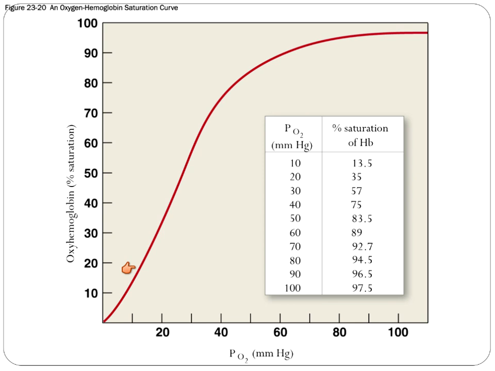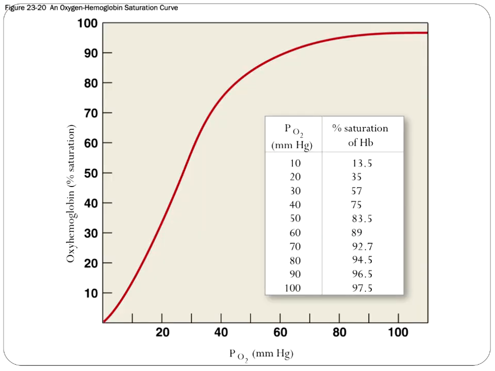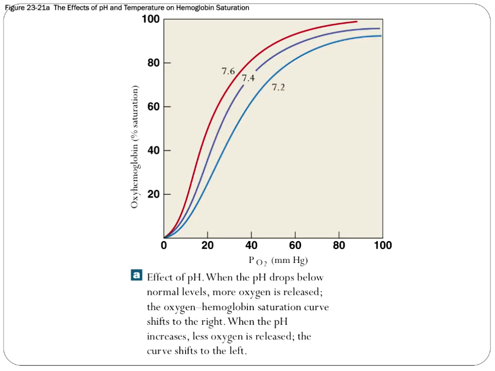So there's our standard curve. So keep in mind those things that we said were going to happen. And I'm going to go back here just to remind you that when pH drops, we move to the right. So the pH drops, temperature rises. When the pH drops, we're going to go to the right. So this curve, if the pH drops and the temperature rises, is going to move in this direction here.